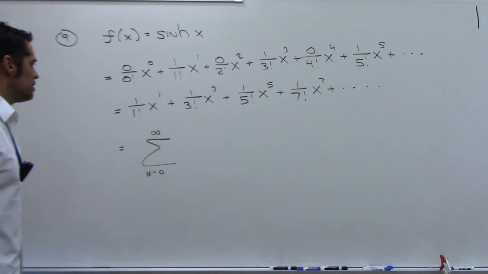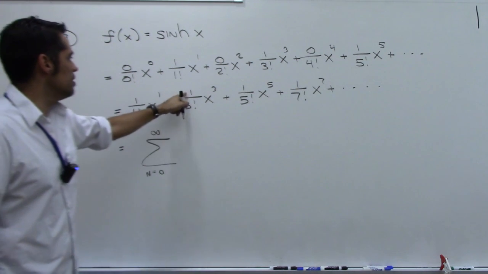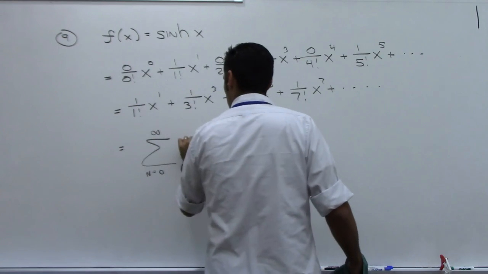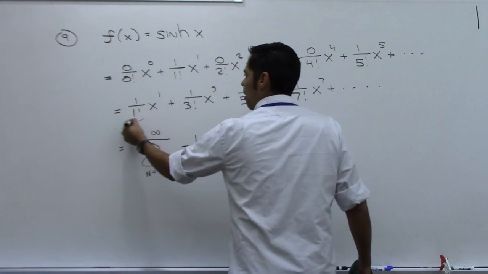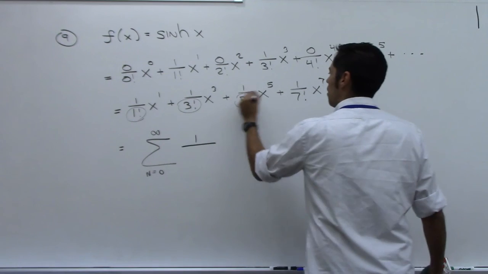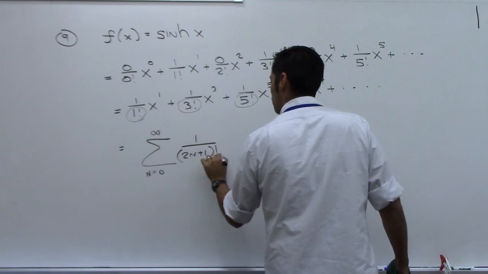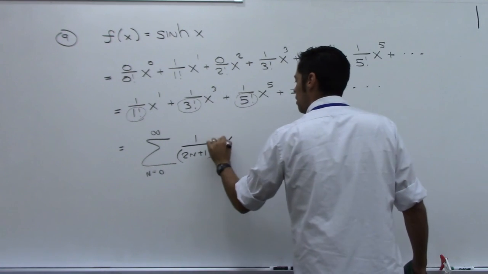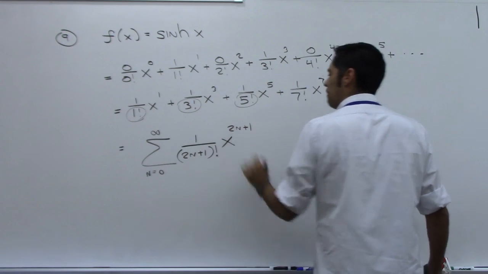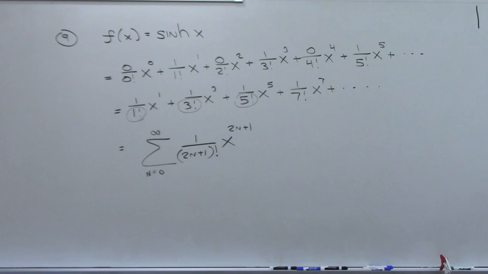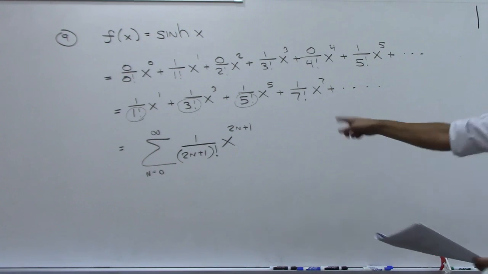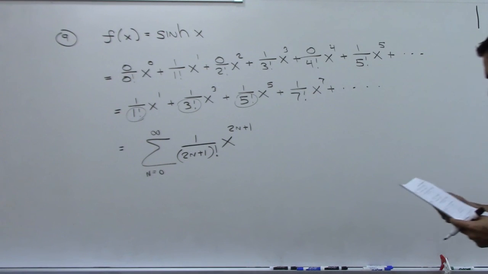Now notice all of these are always 1s. So I'm just going to have 1 over, now these are odd factorials starting with 1. So 2n plus 1 factorial, and then the powers on the x's are all odds starting with 1. So that should be it. That's your Maclaurin series for the hyperbolic sine function.